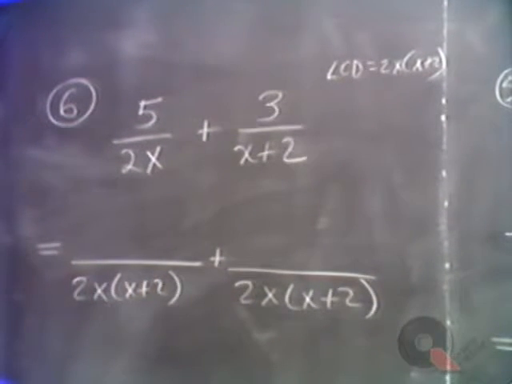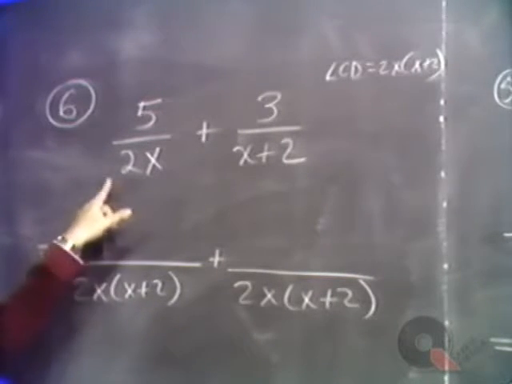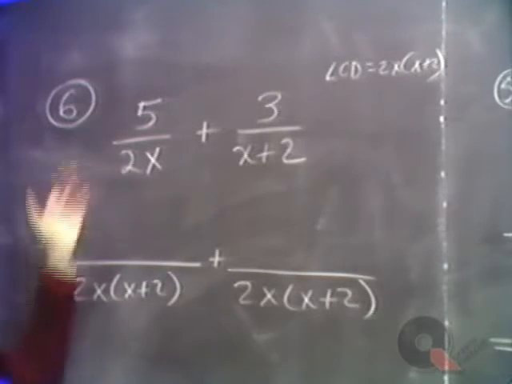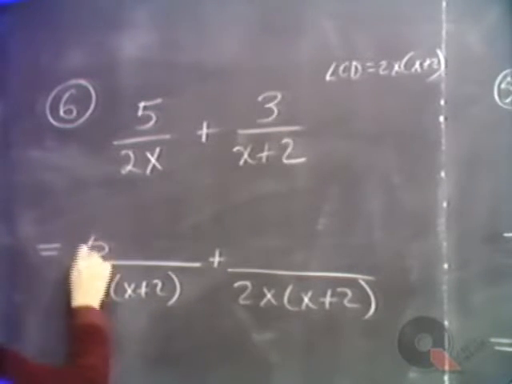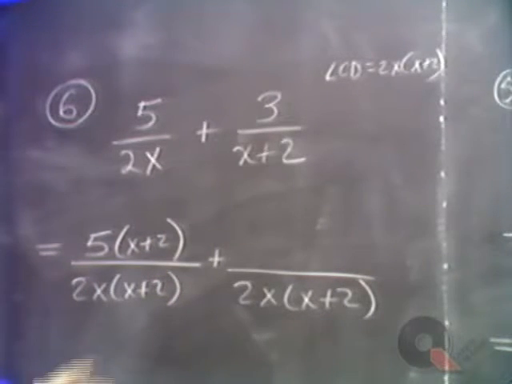Now, of course, we have to do this according to the fundamental principle of fractions. First, we're going to ask ourselves, what did we multiply this denominator by to get this denominator, and multiply the numerator by that same quantity? So to go from 2x to 2x times x plus 2, we had to multiply the denominator by x plus 2. So we will have to multiply the numerator by x plus 2 as well to get an equivalent fraction.